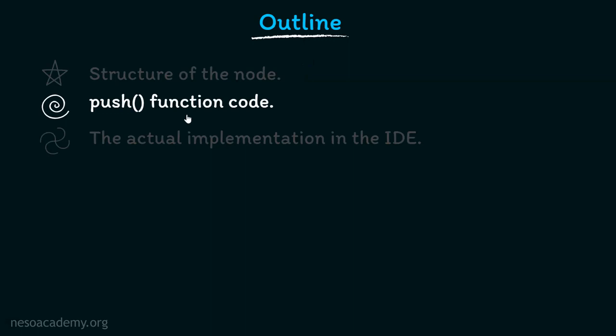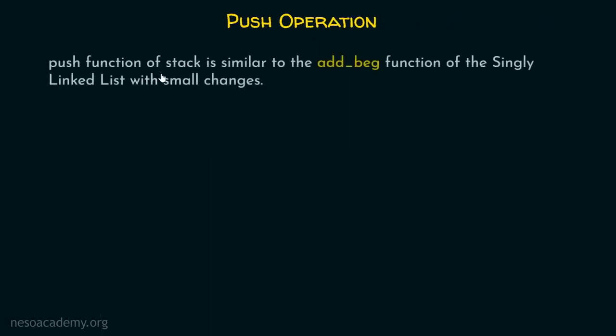Now we will see the push function code. Push function of a stack is similar to the add beg function of the singly linked list. If you have seen the previous lectures, then you might be aware of how to add a new node at the beginning of the singly linked list. And there we have seen a function named add beg. Push function of stack is similar to the add beg function of the singly linked list with small changes. We'll make some changes to this add beg function. Obviously, it is not going to be the same thing, right? So in the push function, there will be some small changes.